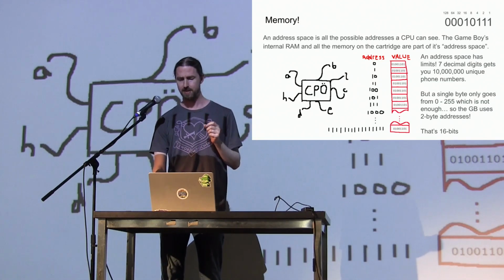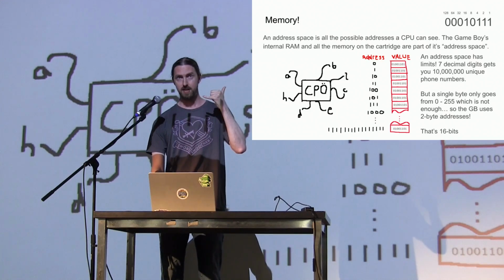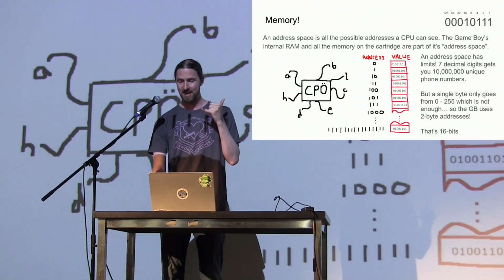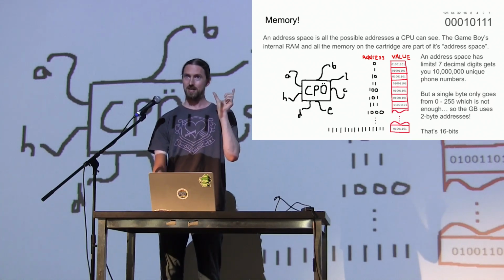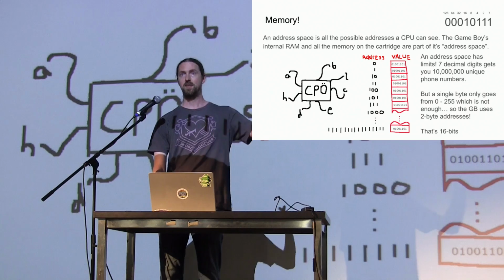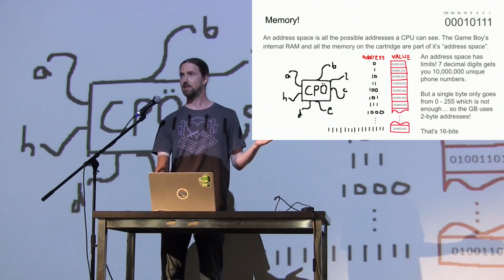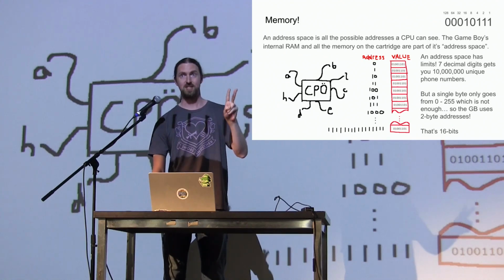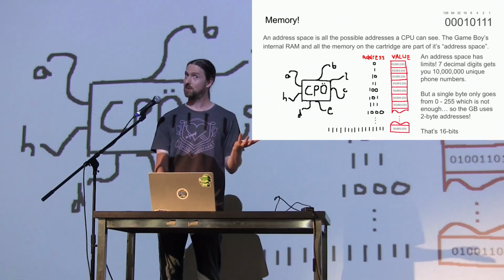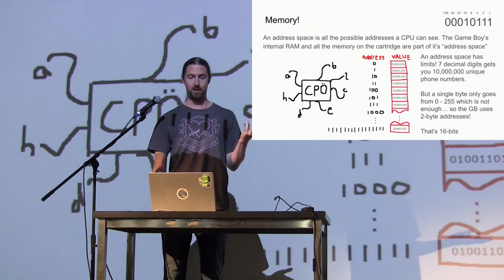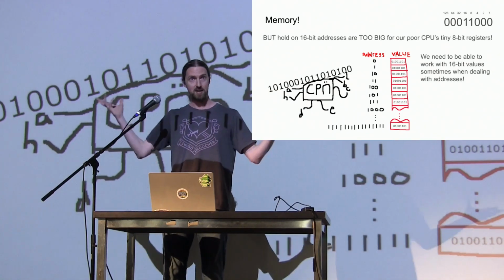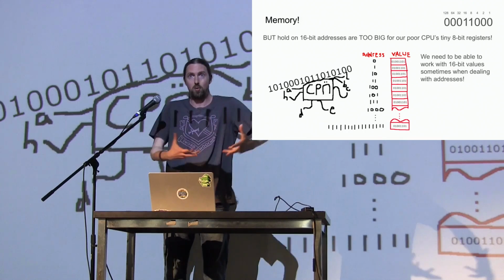An address space has limits. A phone number is 7 digits, which you can use to represent 10 million unique phone numbers, right? But as I mentioned earlier, just a single byte, 8 bits, can only go up to 255, which is just not enough addresses to represent a useful address space. So we use 2 bytes, which is 16 bits. But I mentioned earlier that the registers are 8-bit registers, which means that the 16-bit addresses are too big. The CPU can't hold on to them.